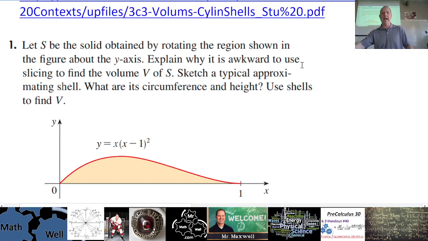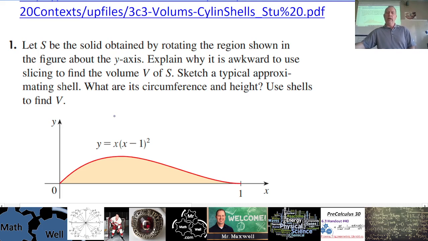And it says this: let S be the solid obtained by rotating the region shown in the figure below. So here's the region, the area right here, about the y-axis. Explain why it's awkward to use slicing, and by slicing they mean, you know, the disc or washer method, to find the volume of S. Sketch a typical approximating cylindrical shell. What are the circumference, or what's its circumference and its height? Use the shells to find V. So the first part is a little bit weird. It's like, how is this difficult?